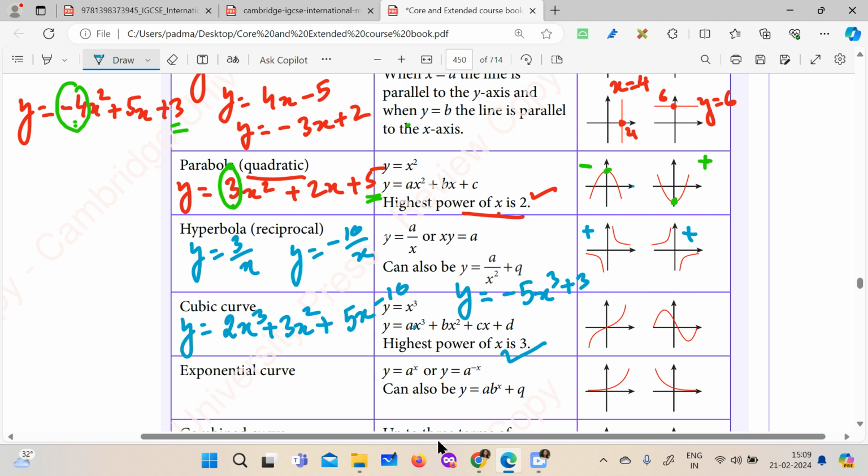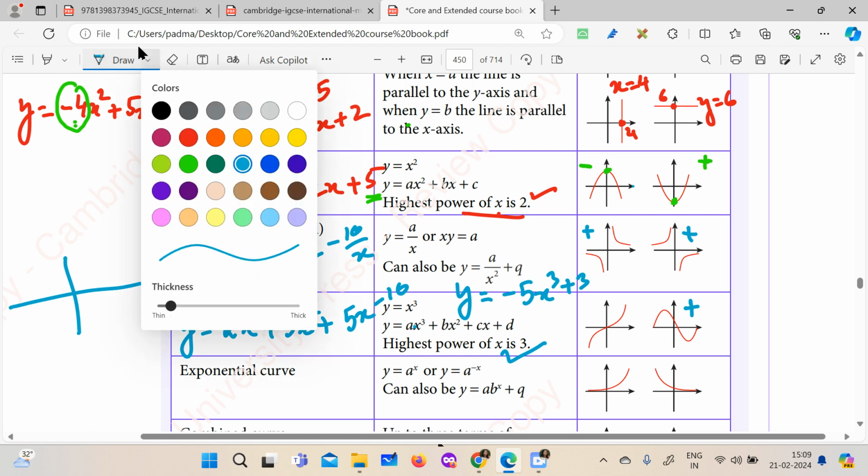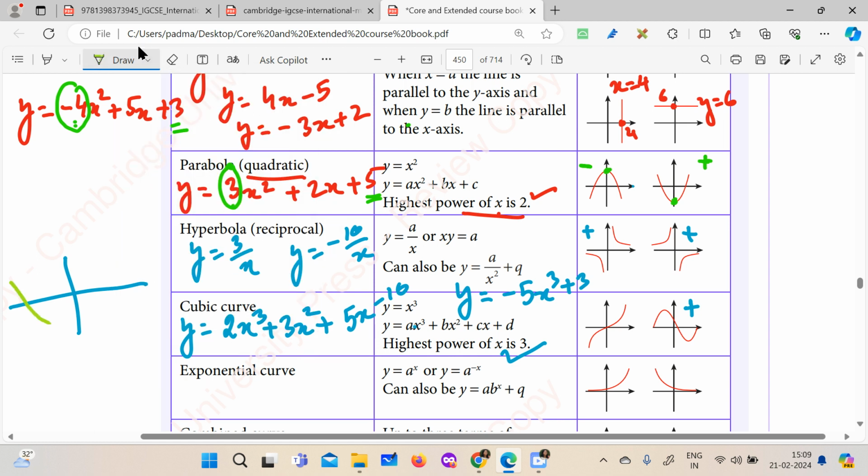Okay, so this one is your positive graph, and sometimes you might get the graph like this. Okay, so whenever your coefficient is negative, you get the graph like this. Got it?